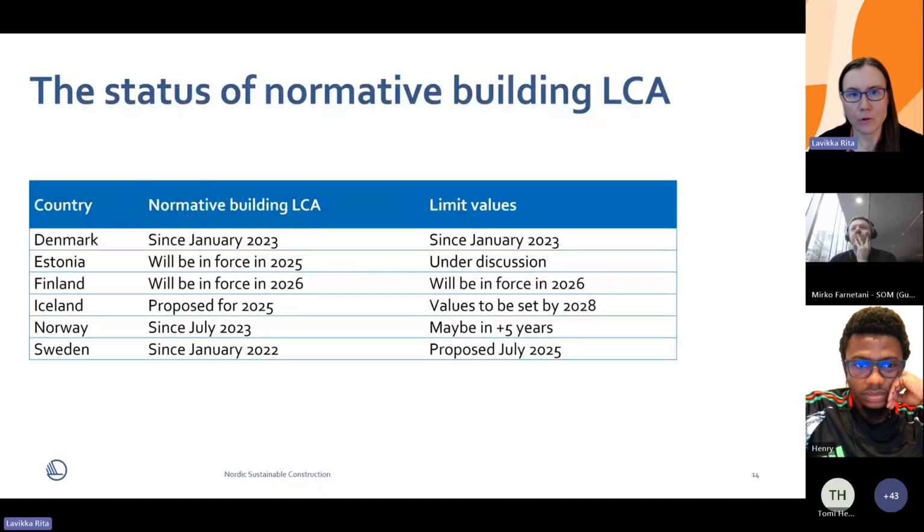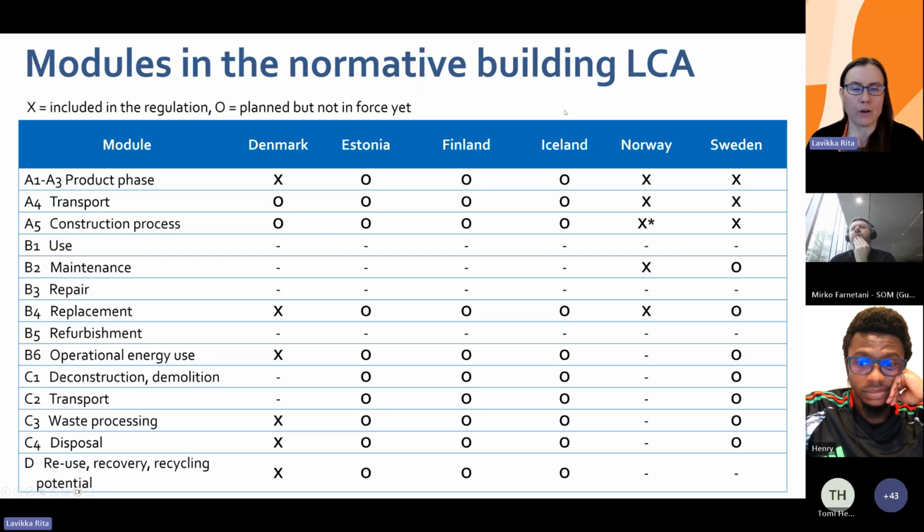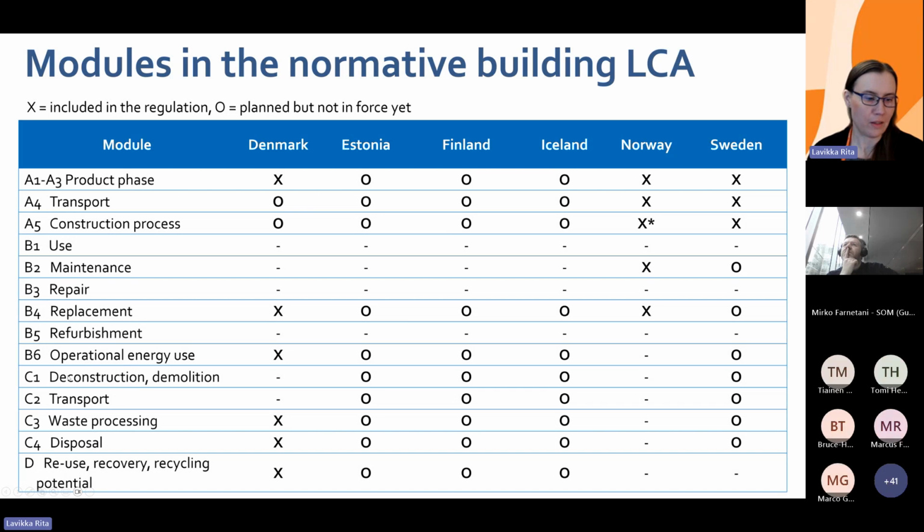So we look at the status of normative building LCA in the Nordic countries and Estonia, and you can see that all the countries will have, or already have, a normative building LCA, and also already have or are coming with limit values. Regarding the modules that the various countries have, they are somewhat similar and there are some differences. Almost all countries have A1 to A5, actually all of them, and then B4 and B6, except for Norway, and these C and D. A little bit of a special case here, but otherwise similar.